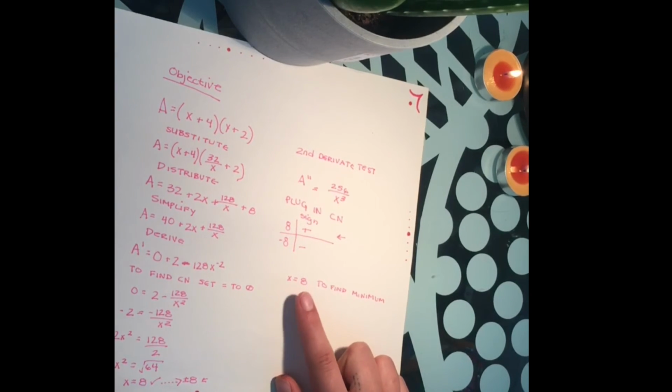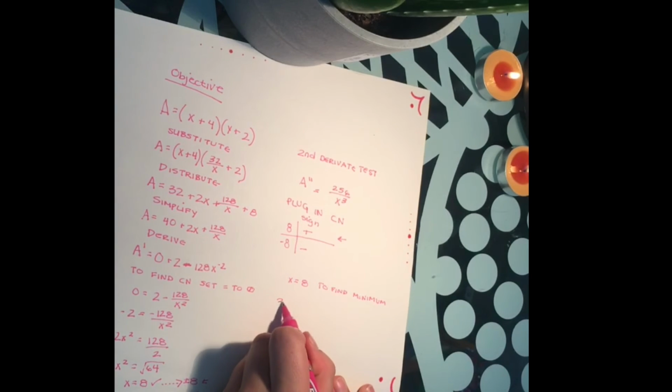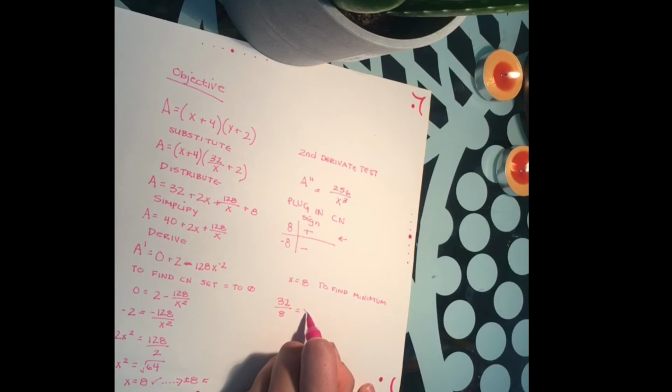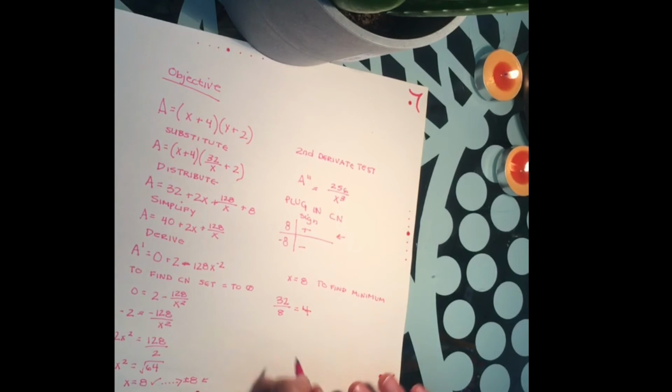So you're going to take the x as your next step and plug it into your constraint equation so you can find the y. 32 divided by 8 equals 4. So that's going to be your y.